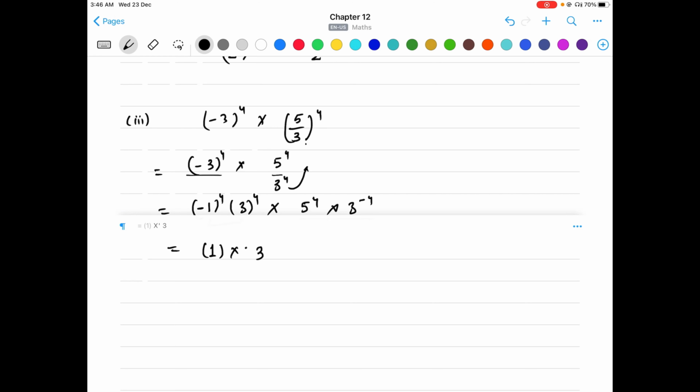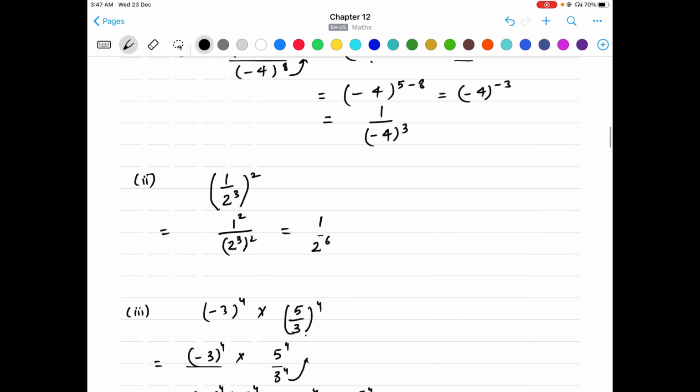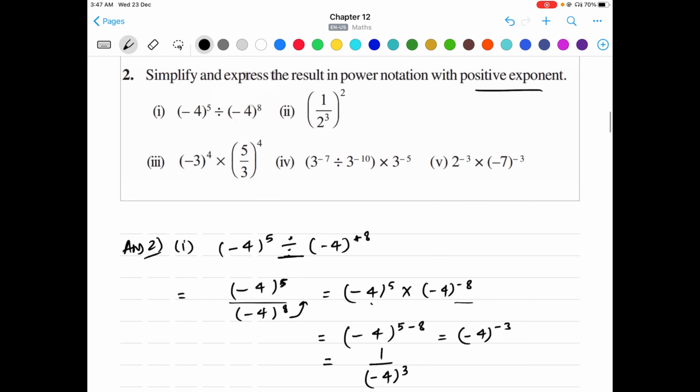Writing the common base, which is 3, and adding the powers, we have 4 minus 4, into 5 power 4. So this will be 1 into 3 power 4 minus 4, which is 3 power 0, into 5 power 4. Anything power 0 will always be 1, and we have 5 power 4, so this will result as 5 power 4 again. 5 power 4 multiplied by 1 into 1 is again 5 power 4. That's the answer of part 3 of question number 2.